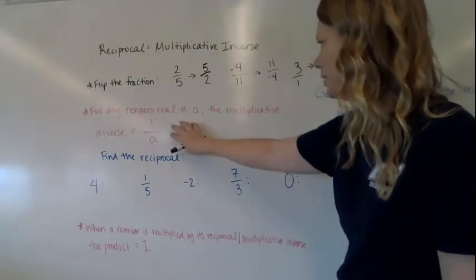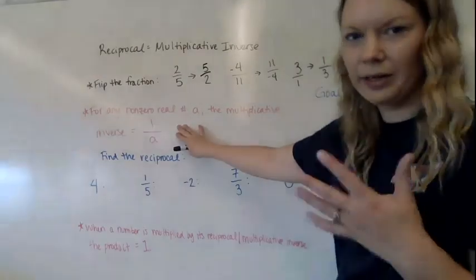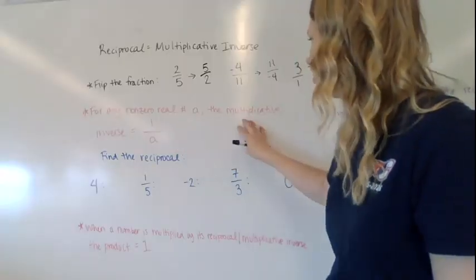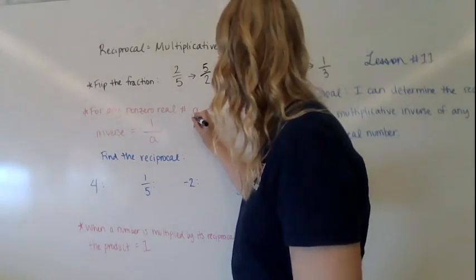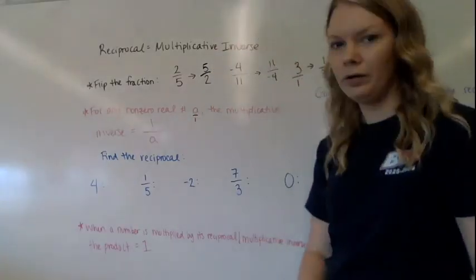Here's how we can think about it for any non-zero real number a. We're just using a as a fill-in for any non-zero real number. The multiplicative inverse equals 1 over a, and that's because of what I just showed you. We can think of a over 1, and then we flip that, and it becomes 1 over a.